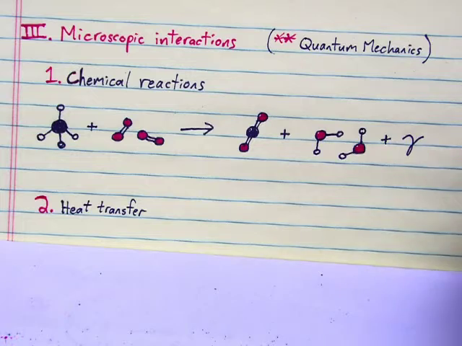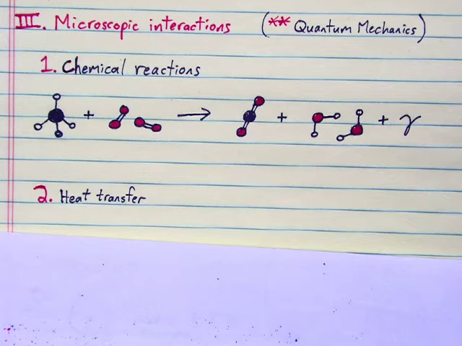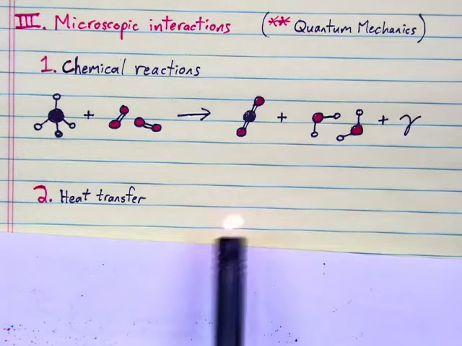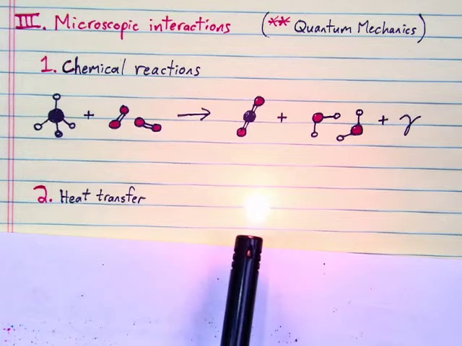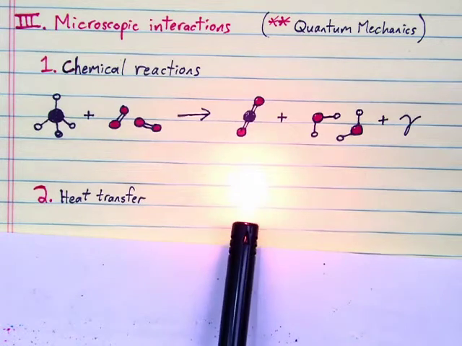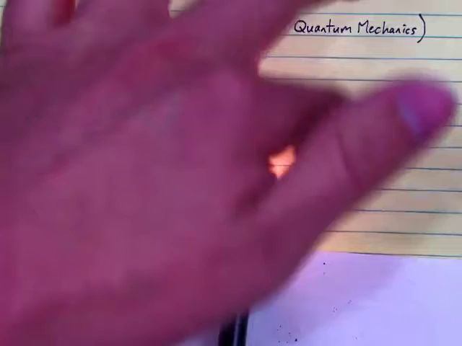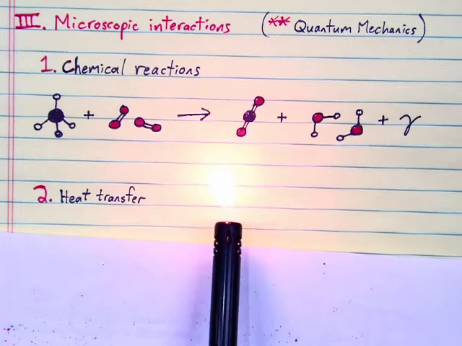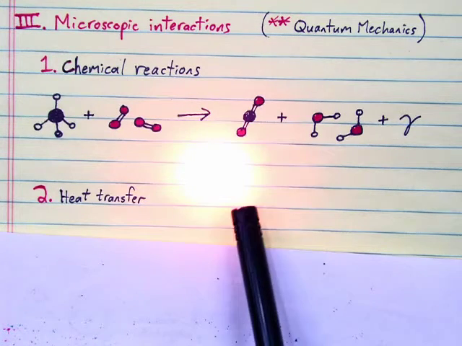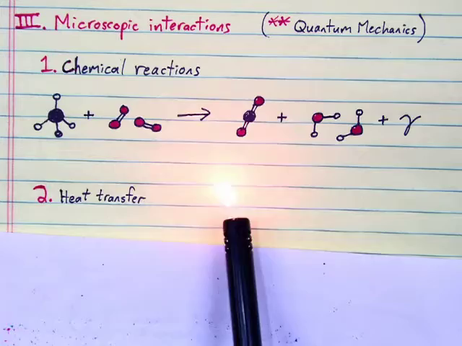Heat transfer. We really need quantum mechanics to describe heat transfer because this is a phenomenon that's occurring as a result of microscopic collisions between air molecules transferring heat from this hot gas to the surrounding air. We really need quantum mechanics, or at the very least statistical mechanics, to describe heat transfer properly.